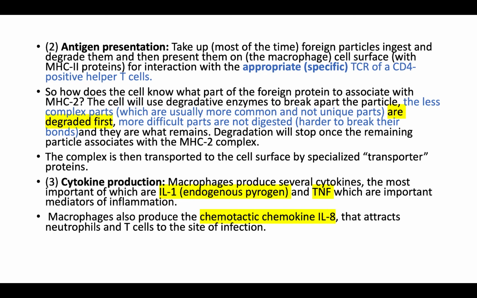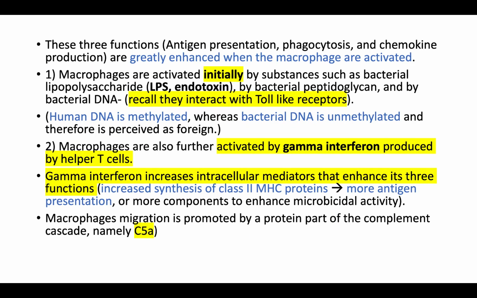Cytokines, we said interleukin 1, interleukin 8, and tumor necrosis factor, which are important mediators of inflammation, as we said, to prepare the immune system, and then the liver to release proteins. So these three functions are greatly enhanced when macrophages are activated. So if you activate a macrophage, it becomes an even more heightened antigen presenter, heightened phagocyte, and a heightened chemokine producer.